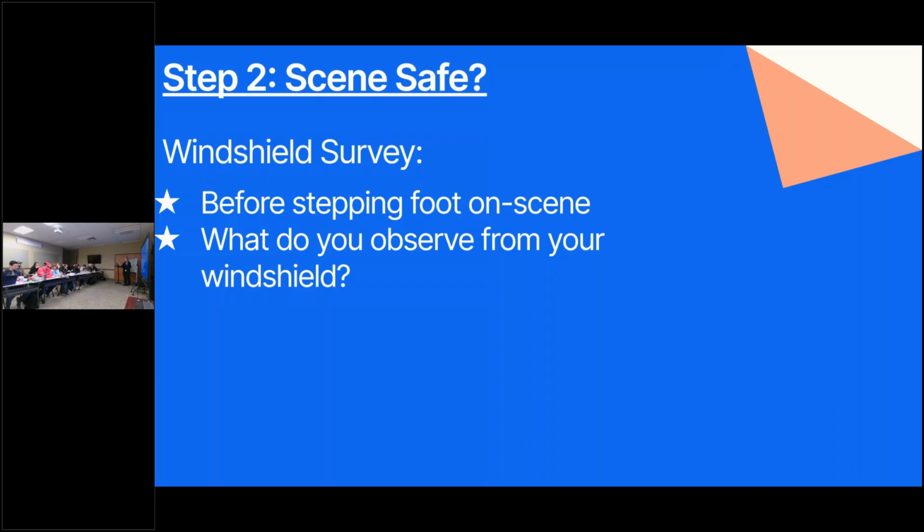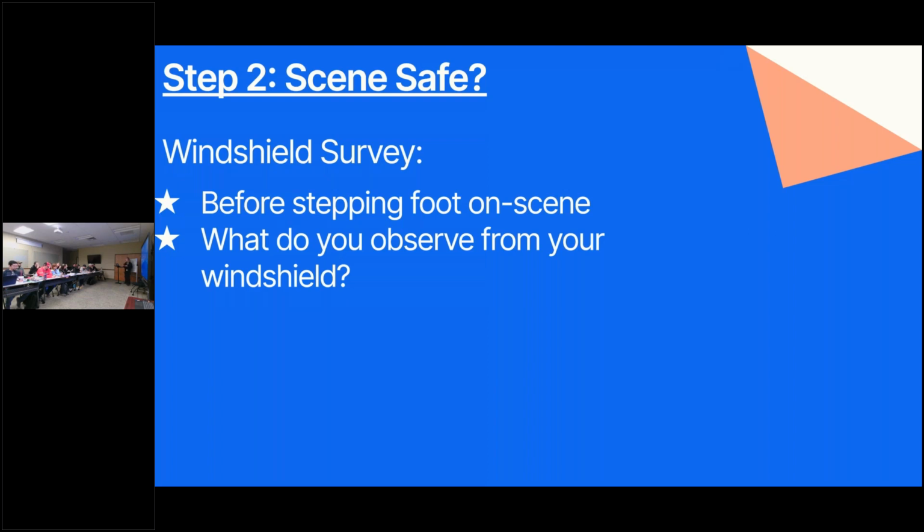So what are some things when you're pulling up to a scene, you're looking through your windshield, what could you see that might be a potential hazard that you would want to be cautious of? Fire. Smoke, fire, gases, power lines. Stuff that's spilled everywhere. Right, yes, spilled liquids. What about other people, pedestrians, frantic bystanders on scene, things like that, right?